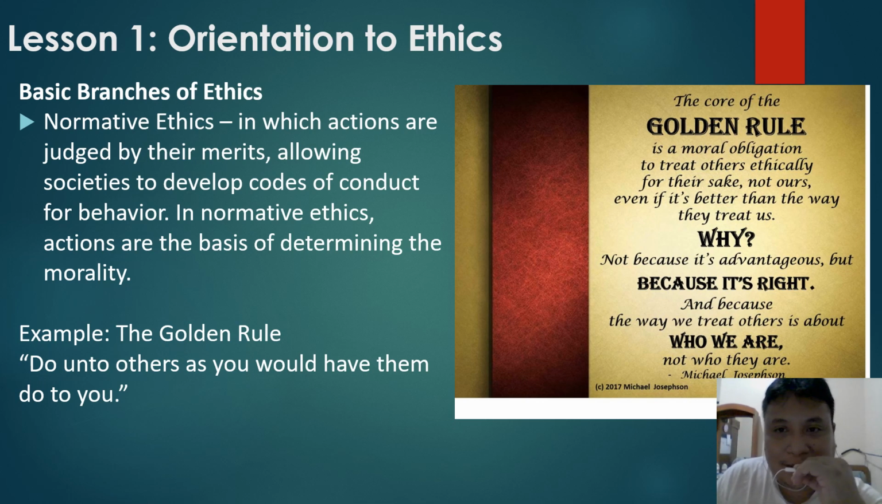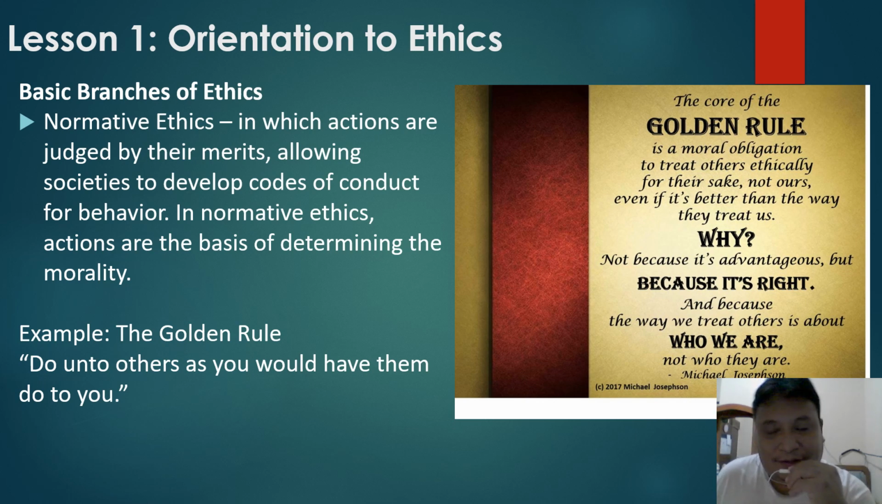So what does it mean here? The meaning of the golden rule is here, the core, at the right portion. The core of the golden rule is a moral obligation, that we are treating others ethically for their sake, not ours. So we're treating other people as an end in themselves, no? We should not use others for our own sake, even if it is better than the way they treat us.